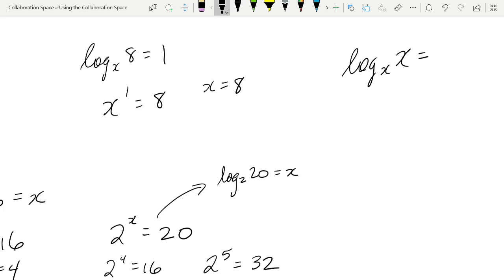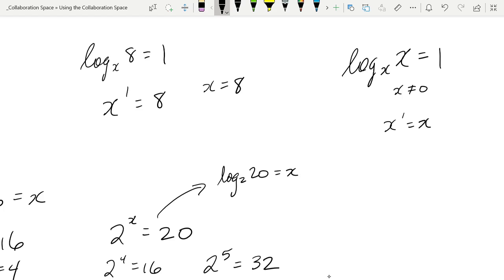What does that have to be? That has to be 1. Assuming, of course, x isn't 0. For every other number in the universe, that's a rule. Right? Because think about it. Change that to exponential form, and you're saying x to the 1 equals x, which is a true statement.